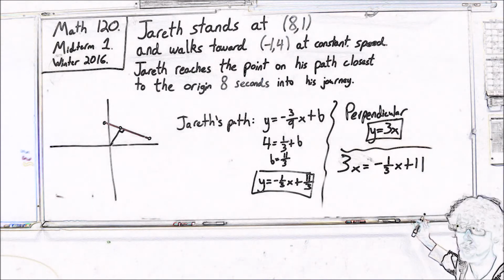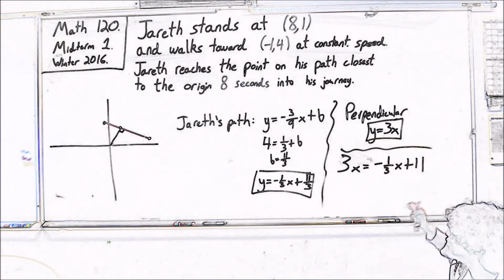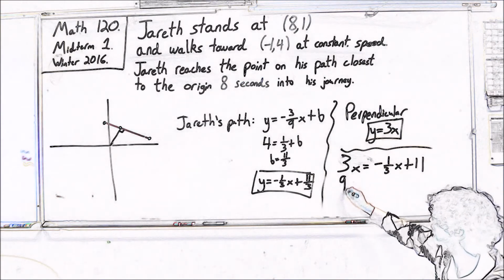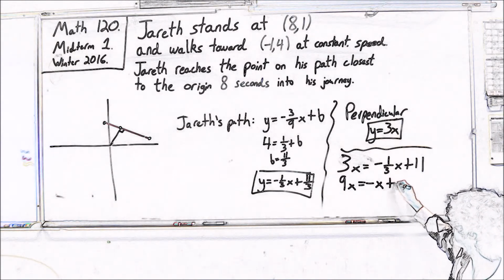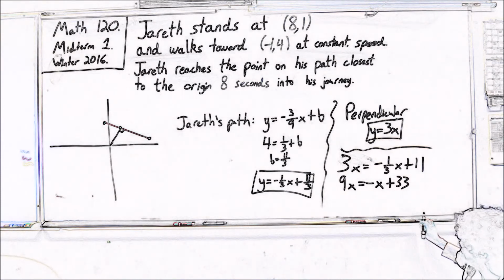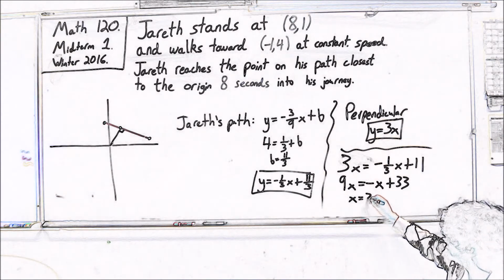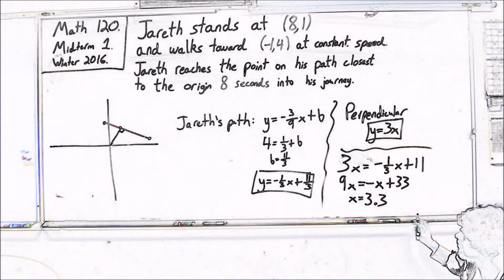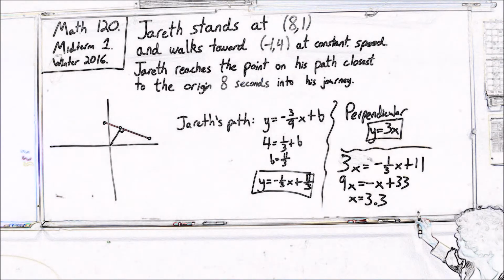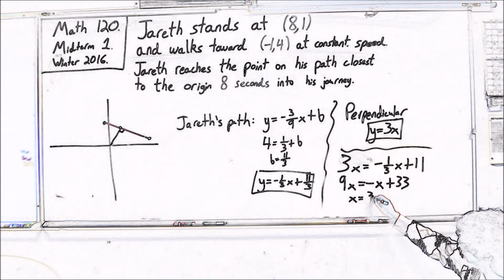If I multiply through by 3, I'll get rid of this fraction, which I generally like to do because I don't like working with fractions. I have 9x equals negative x plus 33. And it looks like if I add x to both sides, I'll find that x equals 3.3. I add x to both sides and then divide by 10. Maybe I'd rather just leave this as 33/10.